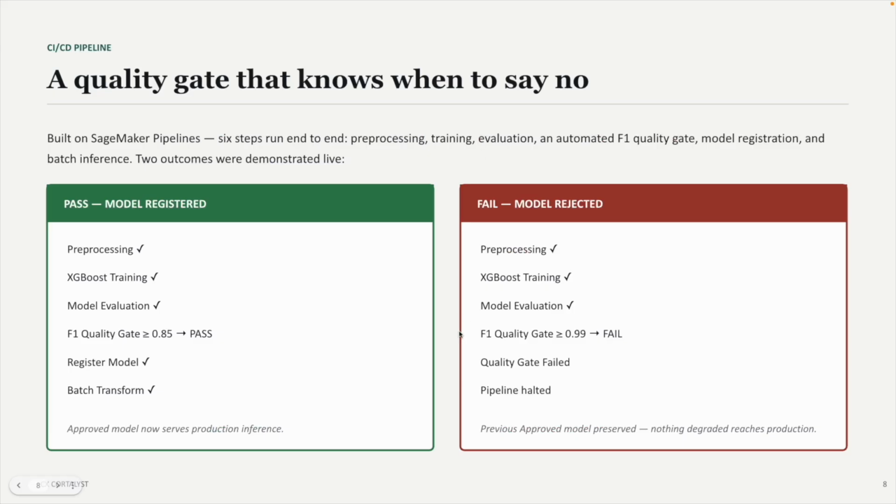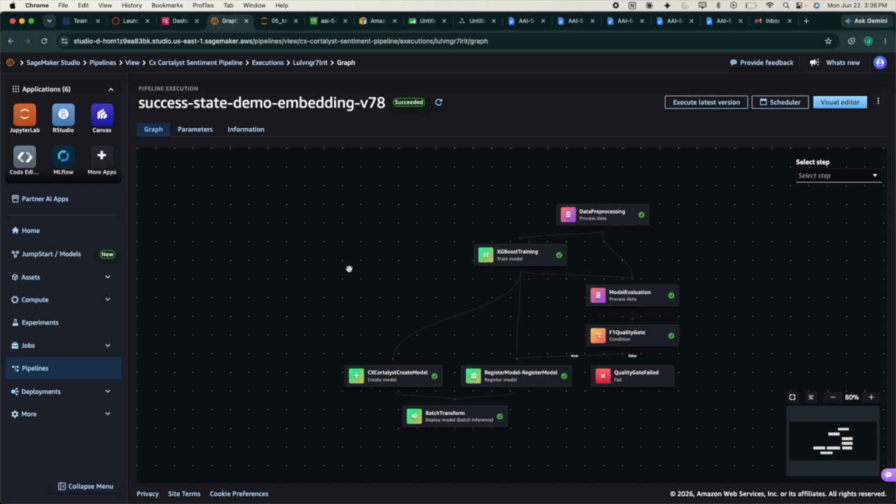This is my CI/CD pipeline built with SageMaker Pipelines, 6 steps: data preprocessing, XGBoost training, model evaluation, an F1 quality gate, register model, and batch transform. I built 2 pipeline definitions to clearly demonstrate both outcomes. This one, the CX Cortalyst sentiment pipeline, uses my real threshold of 0.85. In this successful run, preprocessing generated the embeddings and structured features, training ran XGBoost, evaluation computed an F1 of 0.8930, and because that cleared my quality gate threshold, the pipeline proceeded to register the model and run batch transform automatically.